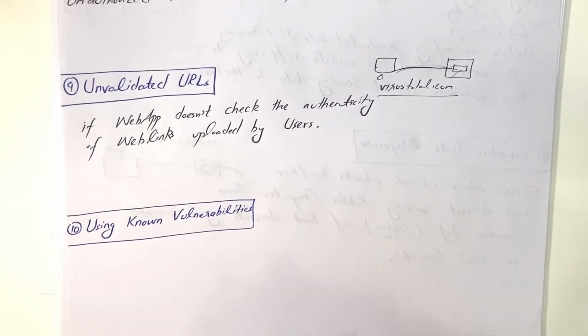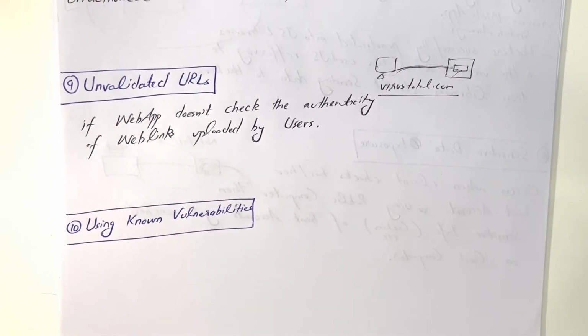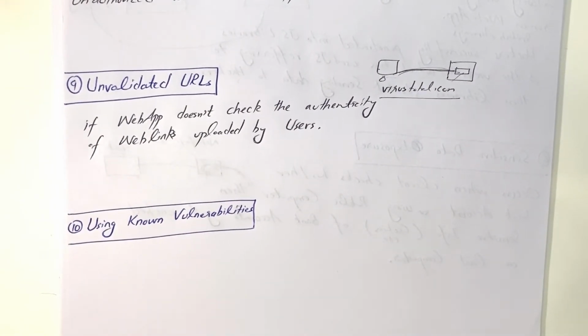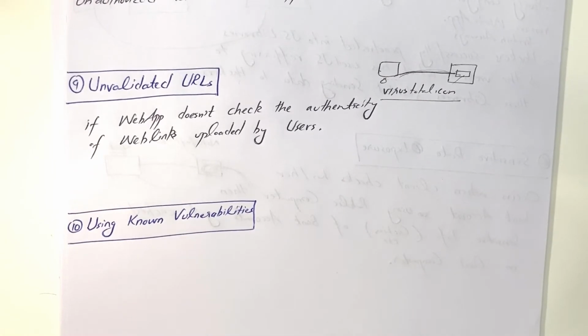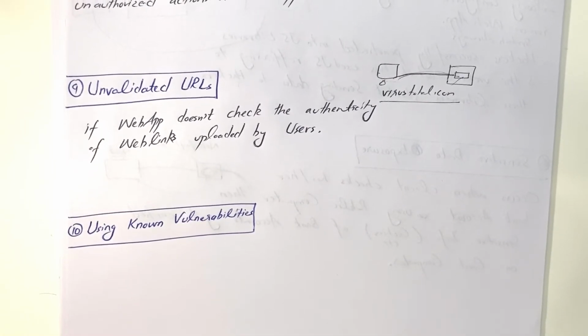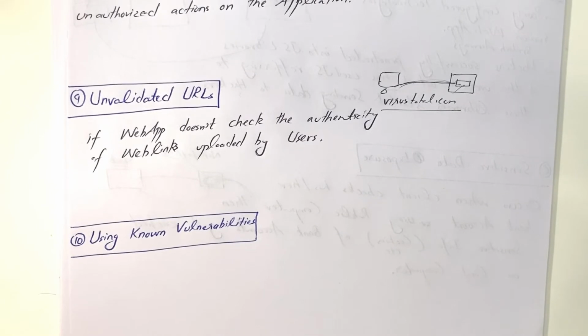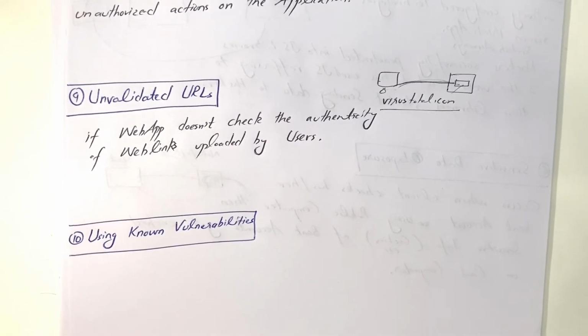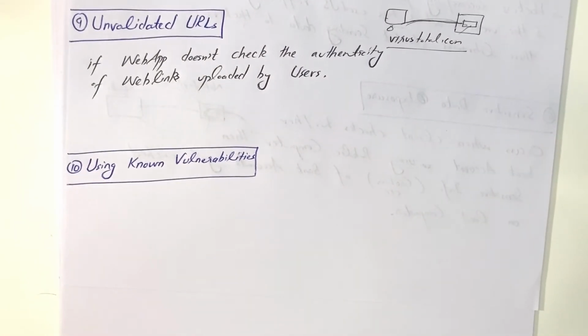If they don't check the validity, for example, if you use facebook.com and post a comment and put your website, let's say a fake website or a malicious website, and you're able to put that website in a comment, that is basically an unvalidated URL issue.